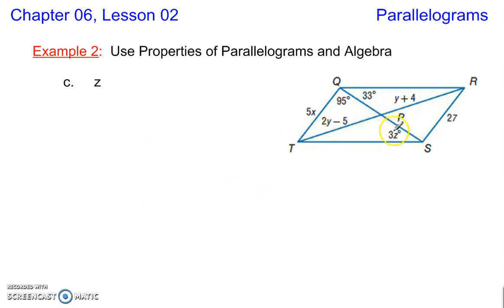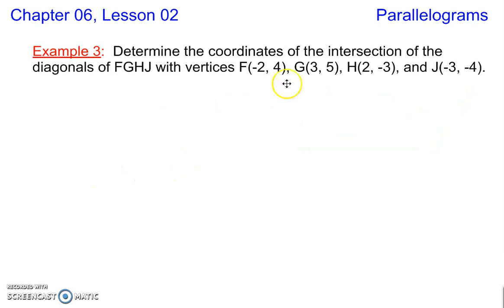Solving for z, there's z. Well, I know that this angle is going to be the same as this angle up here, since these are congruent triangles. So right here and right there. And we have parallel lines, so they're alternate interior angles. So 3z is equal to 33, divided by 3, you get 11.